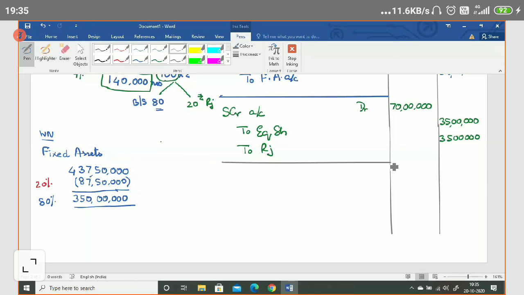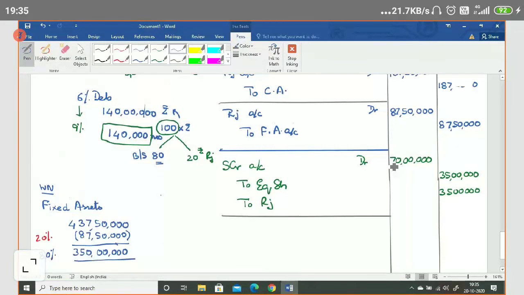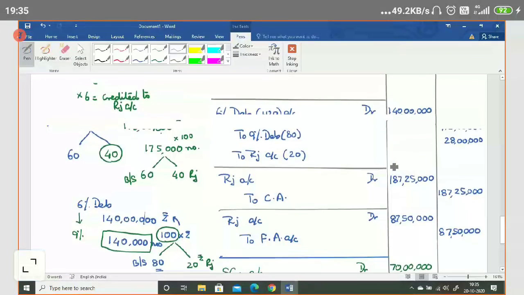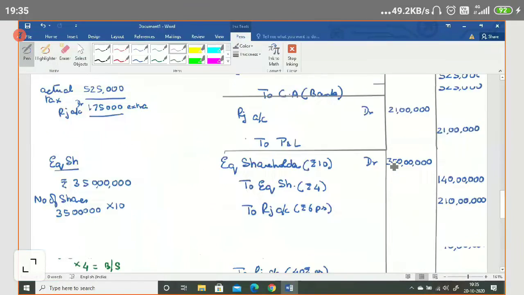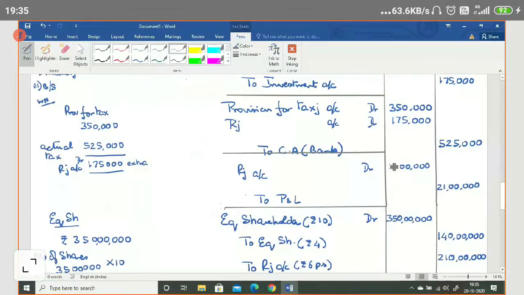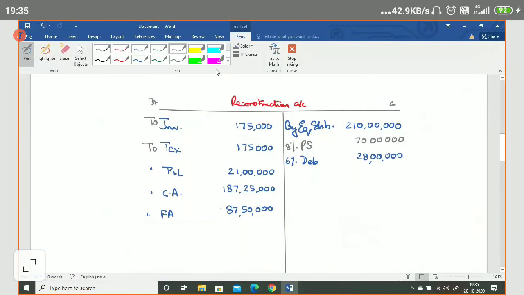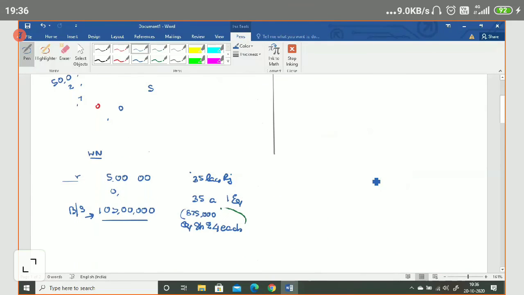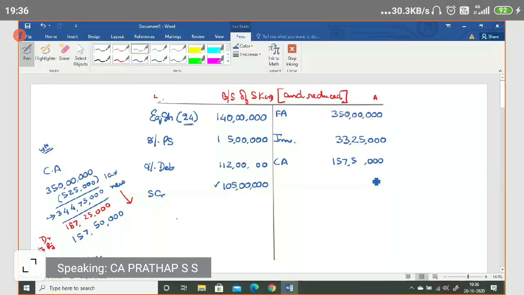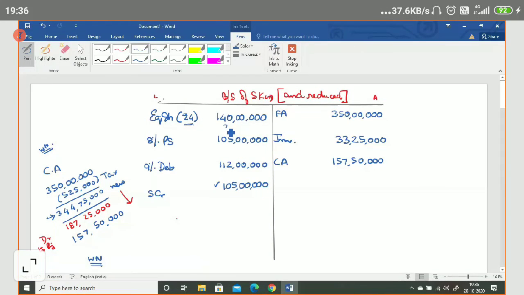So now, yeah, Shweta, 35 lakhs. So now we have to credit reconstruction 35 lakhs. And equity share capital is going up by 35 lakhs.